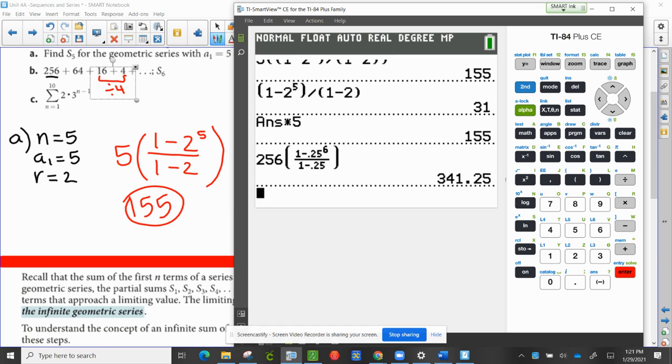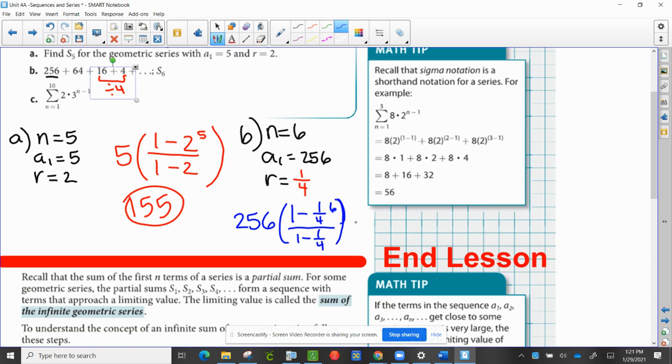So 241.25. Remember, what these problems are asking us to find is the sum of all those terms added up. So if I take 256 and add it to 64 plus 16 plus 4 and do that for the first 6 terms, it should give me this value.